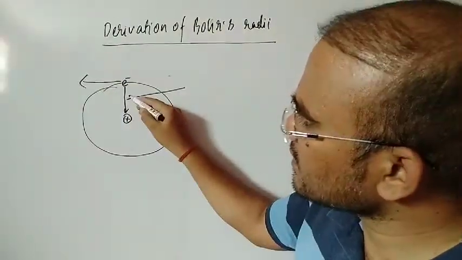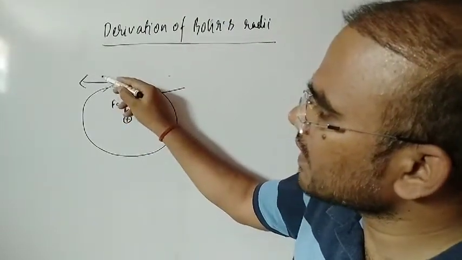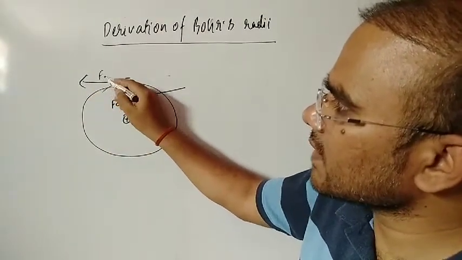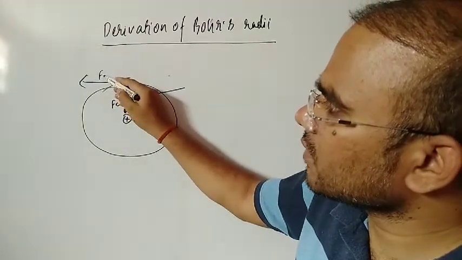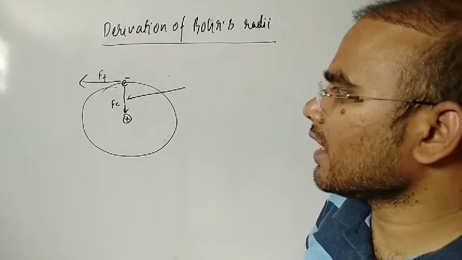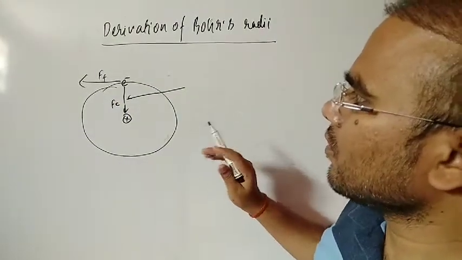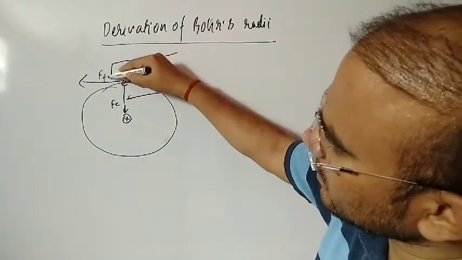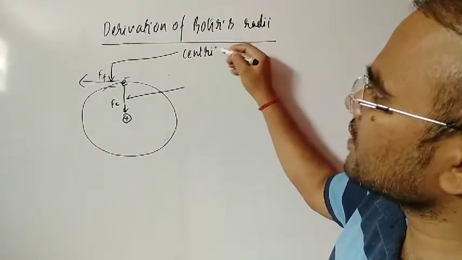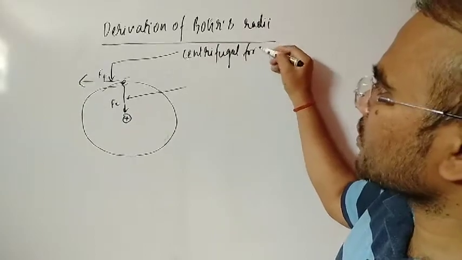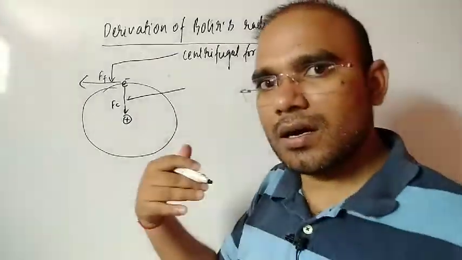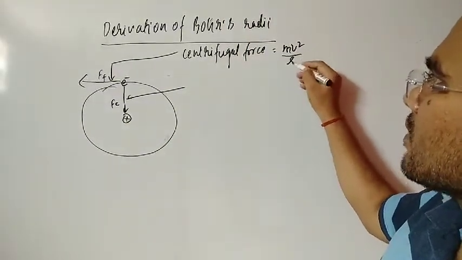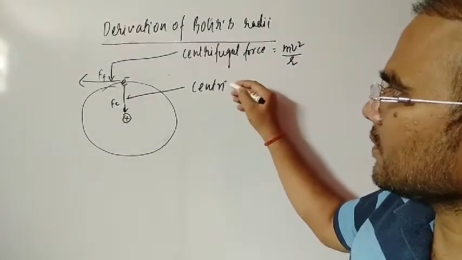So this force, suppose Fc, is the centripetal force, and this other force is the centrifugal force, Ff. Now let us look at how we can understand them. The centrifugal force acts away from the nucleus, and it is equal to mv square upon r.